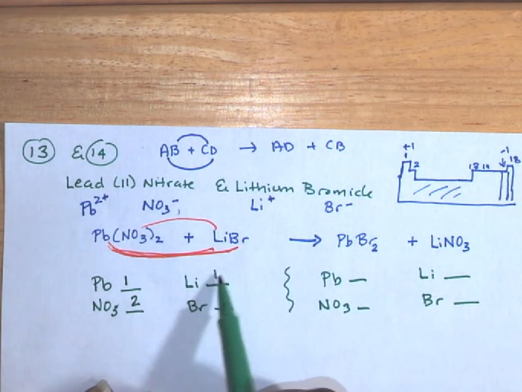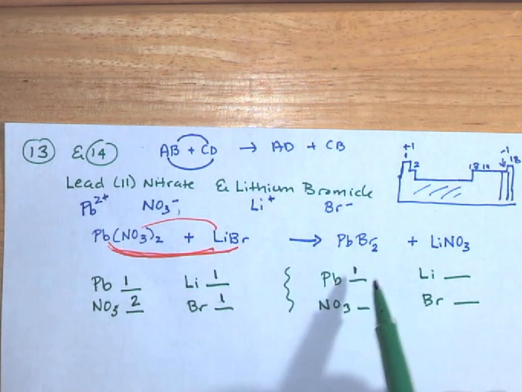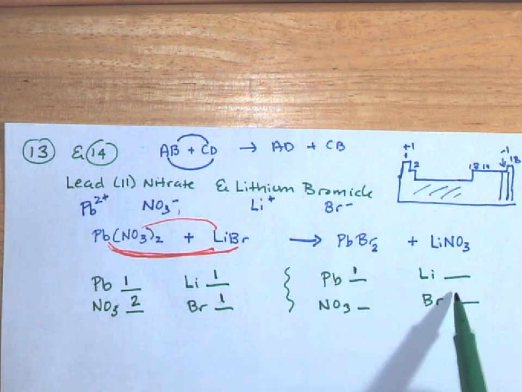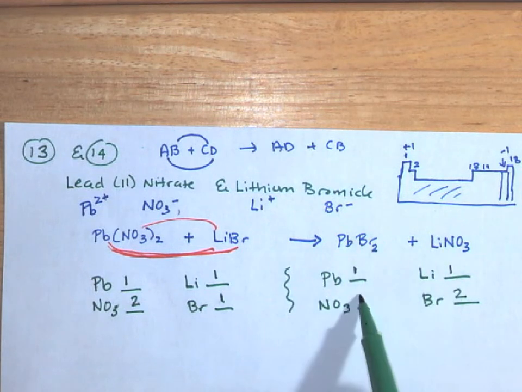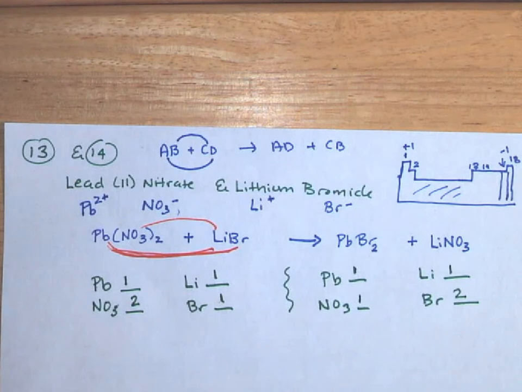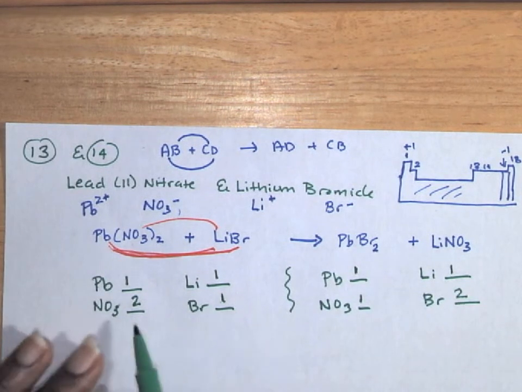Lithium, I have 1. Bromine, I have 1. Over here, 1 lead. Bromine, I have 2. So put that over there. Lithium, I have 1. Nitrate, I have 1. So looking at this, I see this is not yet balanced. My leads are good, my lithiums are good, but my nitrates and my bromides are not good. So what do I need to do? Let's go ahead and balance them. Let's start with the nitrates.